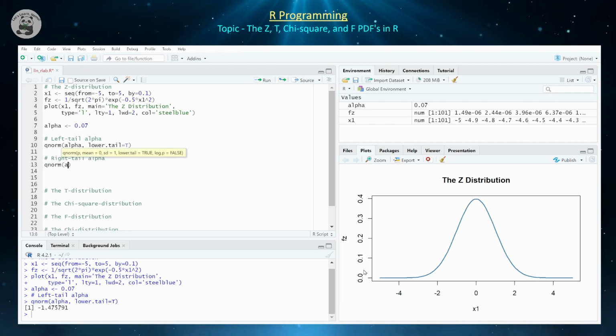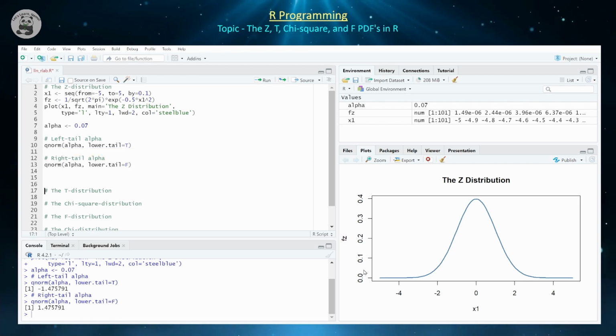And obviously, if we want to do, for example, a right tail alpha, then what we can do is we can do Q norm of alpha, and we want this alpha to be in the right tail, so we're just going to say lower tail is equal to false. So that means 7% of the data is going to be over here somewhere, and according to R, 7% of the data is larger than 1.4758. Now you should be able to notice here that the left and the right critical values are just opposites of each other, and that's just due to the fact that the z distribution is symmetric about its mean, which in this case is equal to 0.